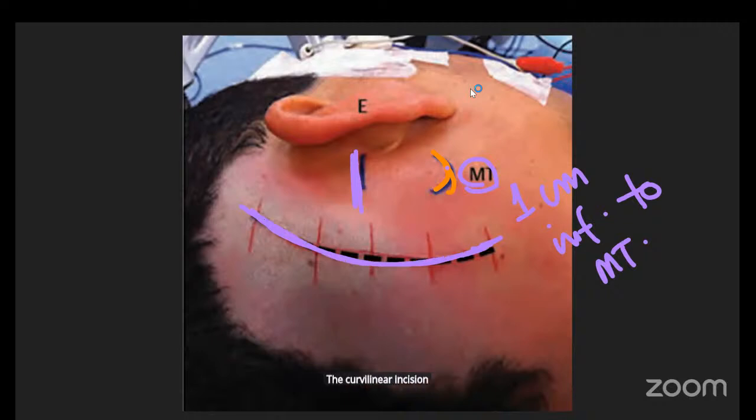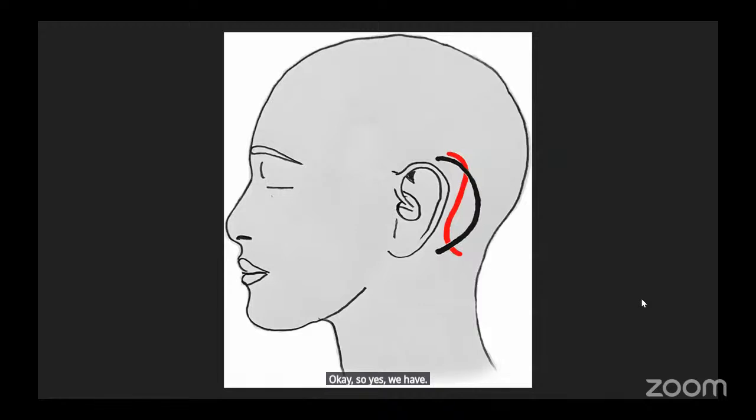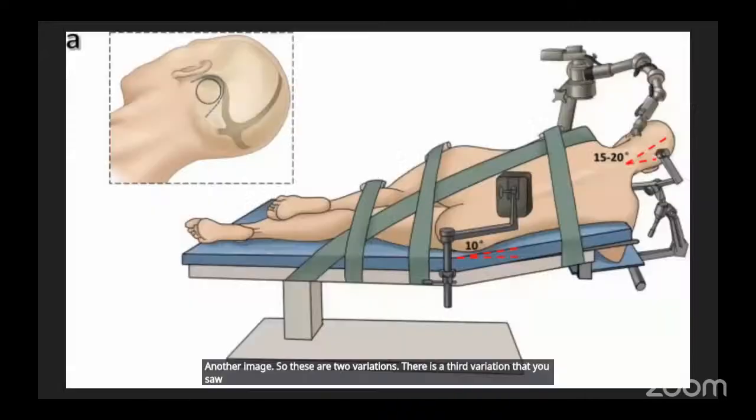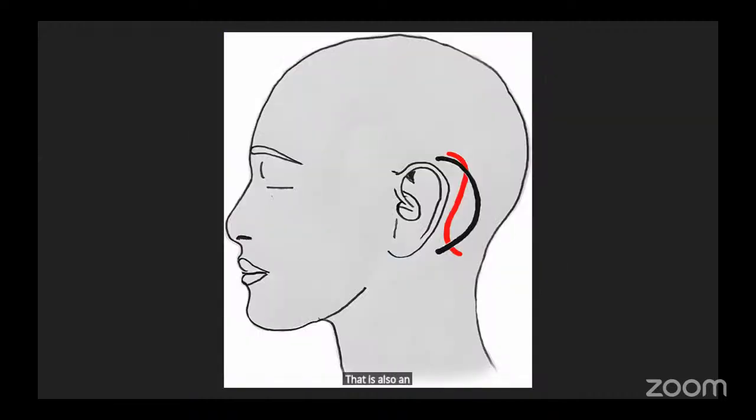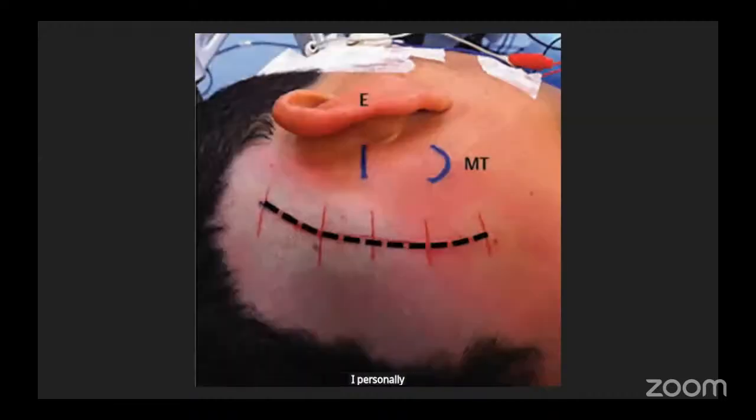There are 2 other incisions as well. There will be people who will use an incision like this, more or less like this, and there's another incision, this S-shaped. It's making it all jiggly, but let me show you. Okay, so yes, we have another image. So these are 2 variations. There is a third variation that you saw in this small inset, right? This U-shaped incision. That is also an option. I personally like this one, the curvilinear one.